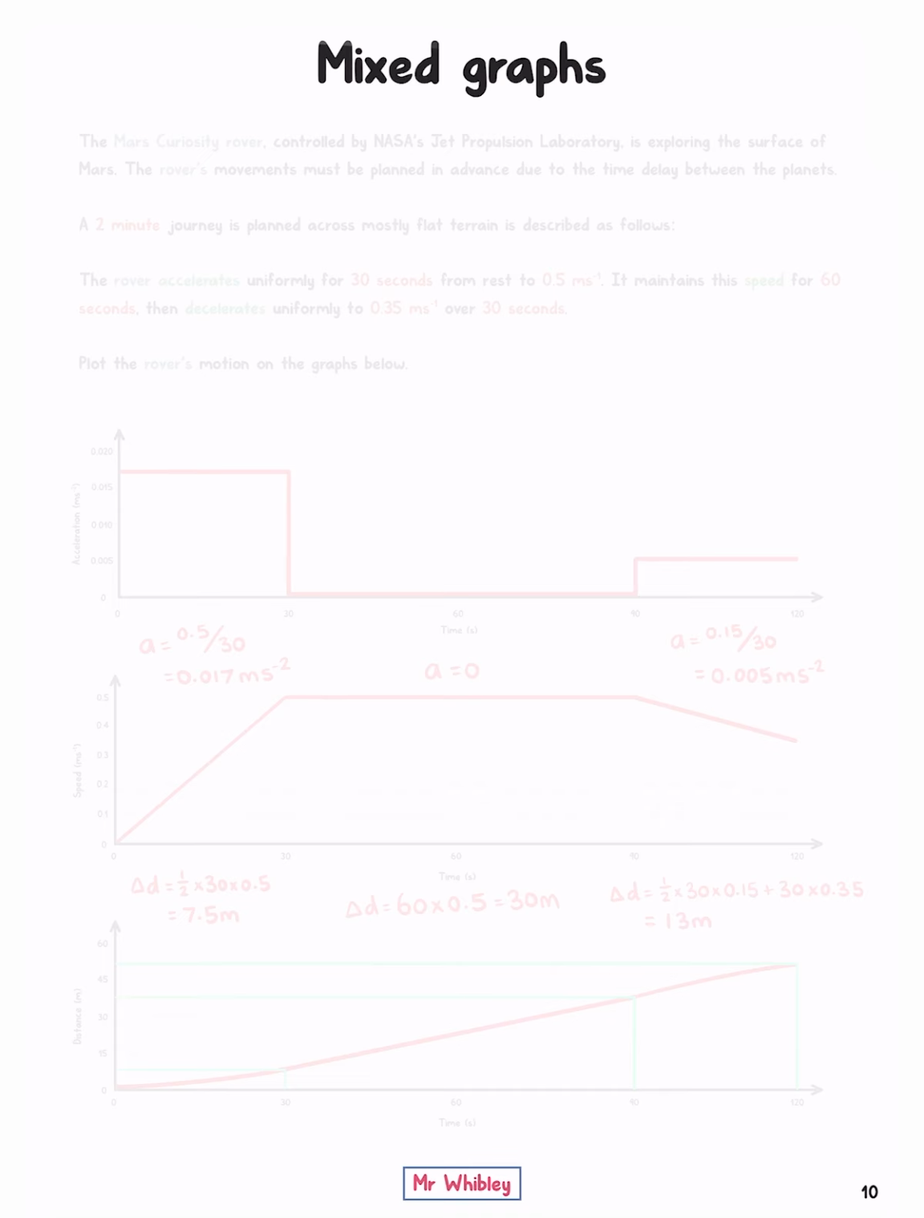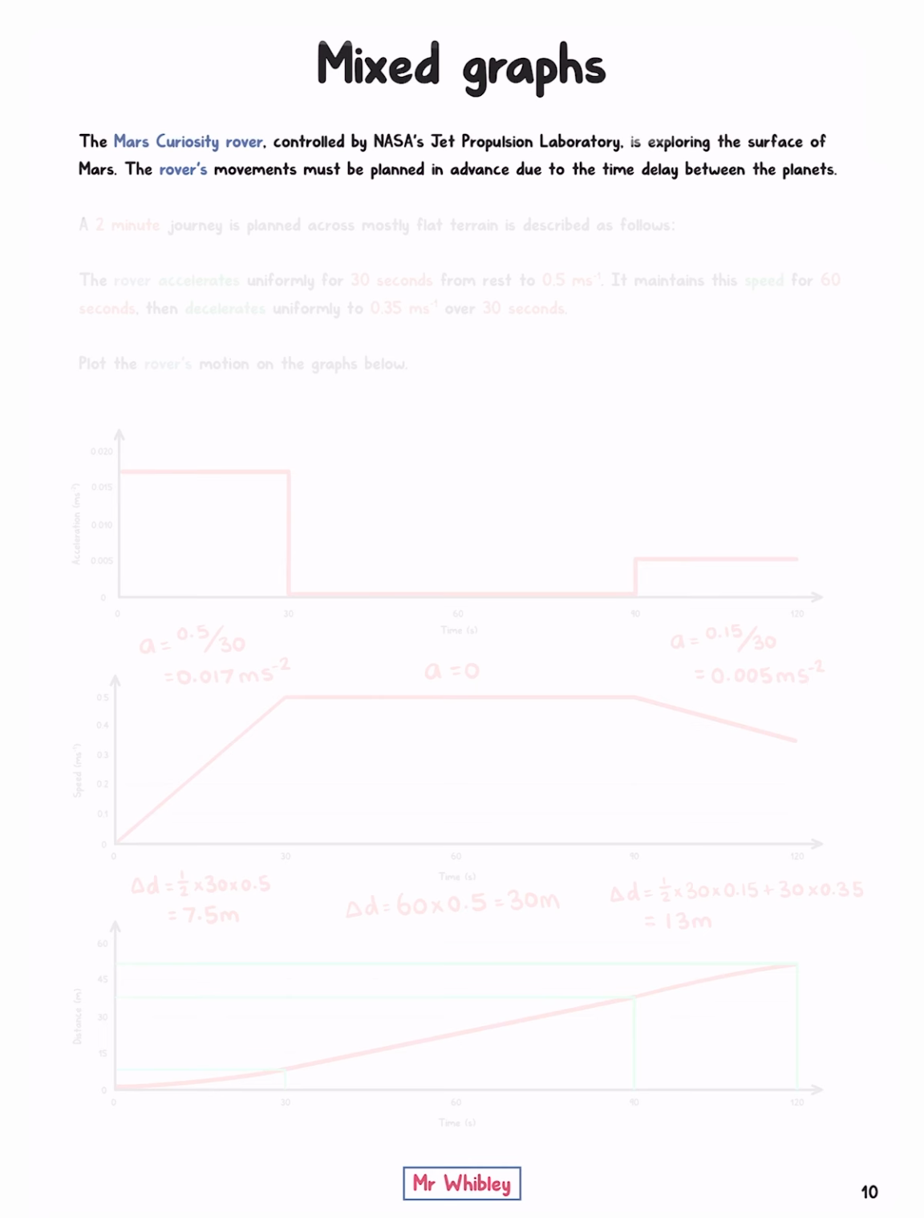Mixed graphs. The Mars Curiosity rover, controlled by NASA's Jet Propulsion Laboratory, is exploring the surface of Mars. The rover's movements must be planned in advance due to the time delay between the planets. A 2-minute journey planned across mostly flat terrain is described as follows.